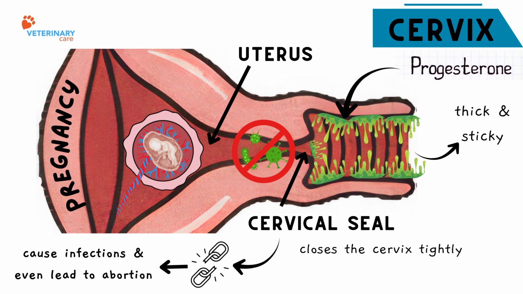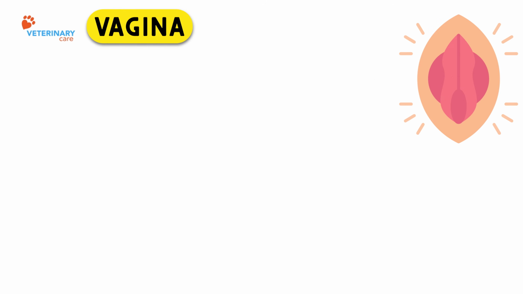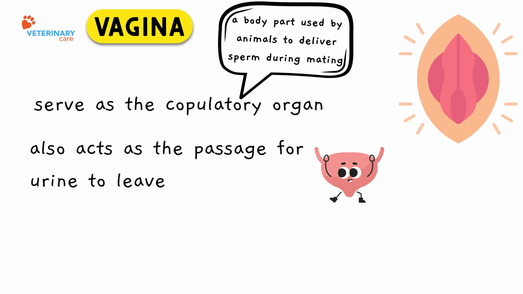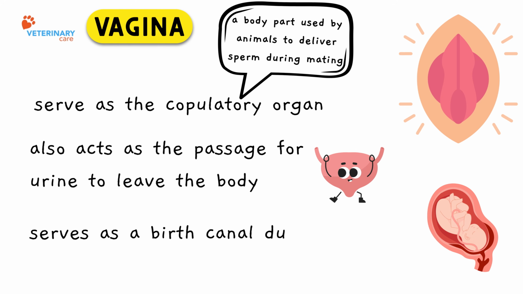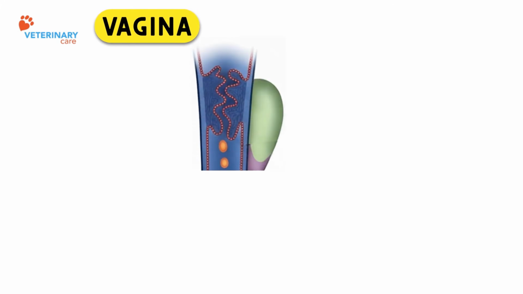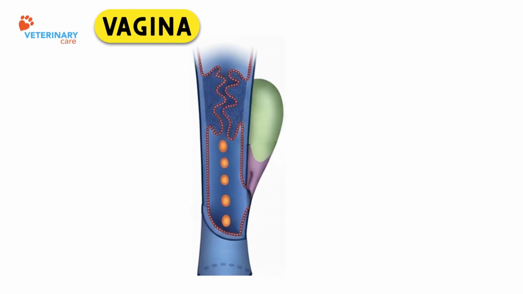Next we have vagina. The vagina's main job is to serve as the copulatory organ, that means it's where mating takes place. It also acts as the passage for urine to leave the body and serves as a birth canal during delivery. The vagina has a thin, not very strong muscular wall but a well-developed lining.